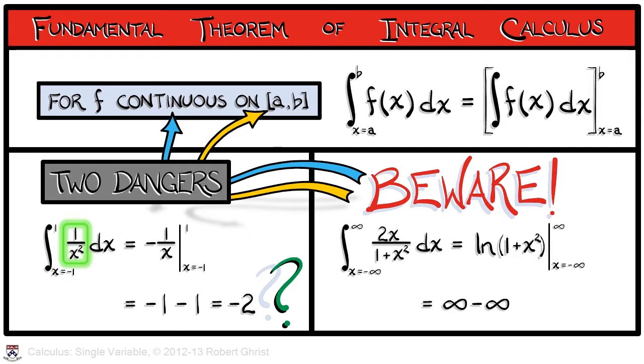You might think we get infinity minus infinity, which is not defined. Or you might think, well, this is an odd integrand over a symmetric domain. Therefore, it must be 0, which is correct. These improper integrals are dangerous.